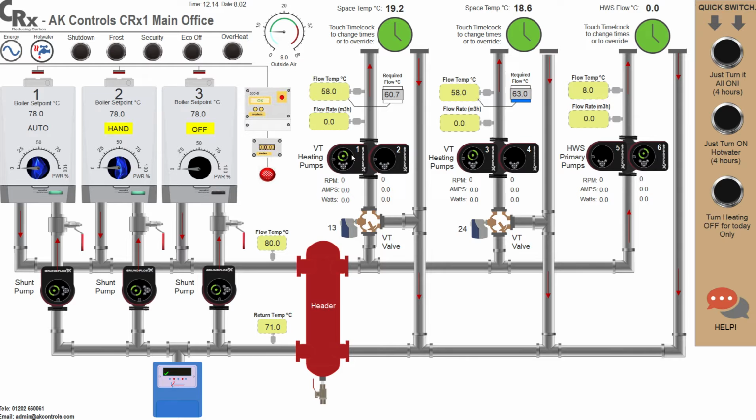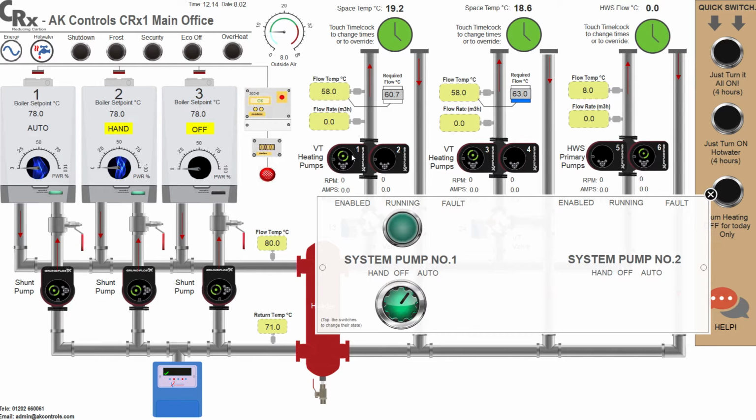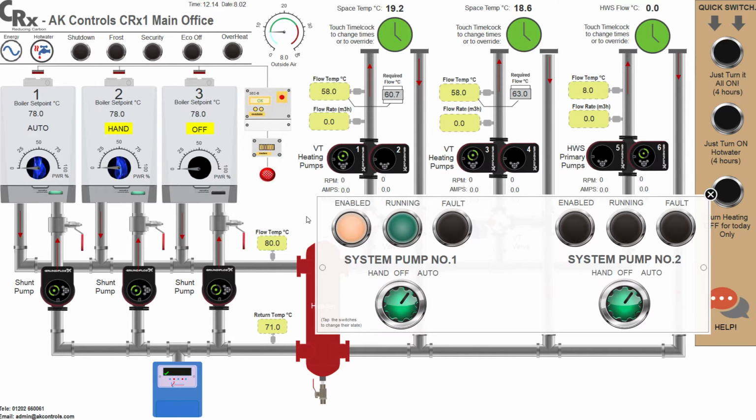System pumps pop-up labels work in just the same way. Touch the pump or pumps you want to change, and use the auto, hand, off selector. If it is a twin pump set, when the off position is selected, the pump duty will automatically change. There are also virtual legacy control panel lights that display running, enable, and fault status.